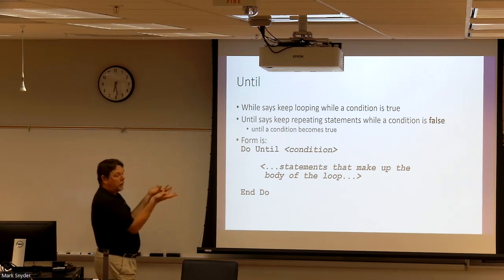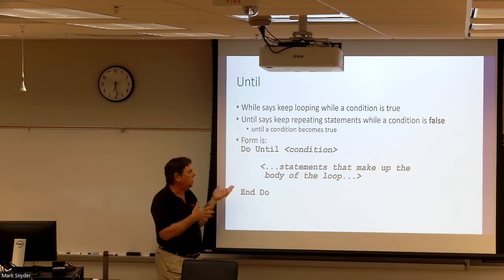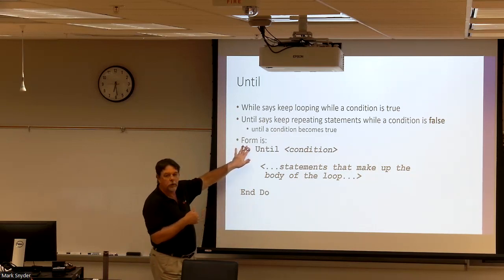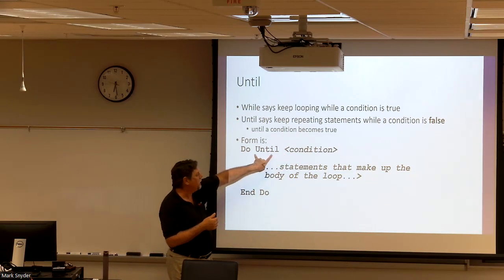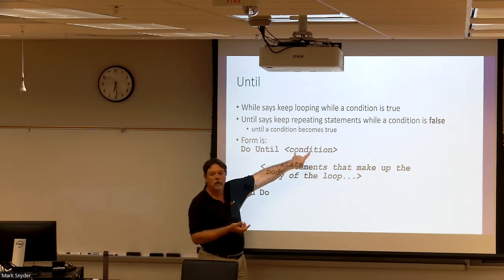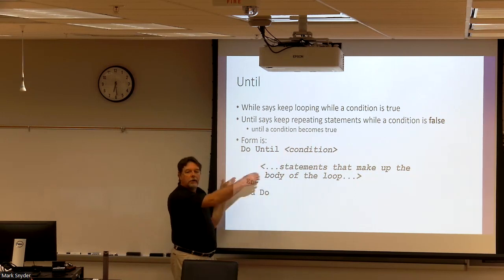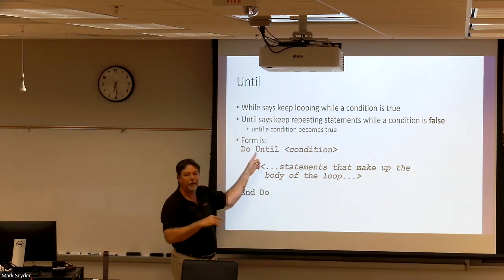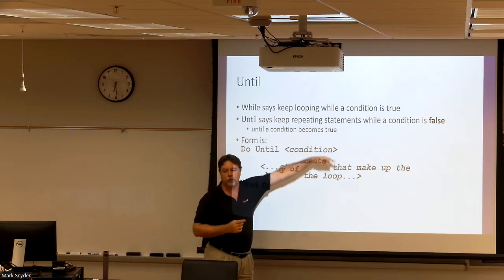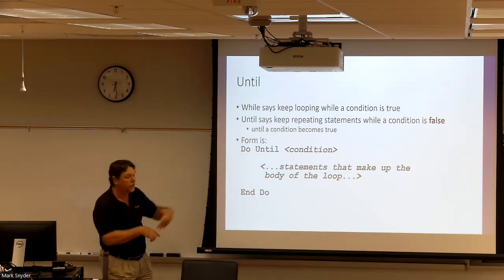Here's another variation of it, but it's the same as the first one. It's a pretest, but we changed the word while to until. And like we did with the if statements, all that does is flip this from true to false. Instead of while the condition is true, we're going to assume the condition's false, and we're going to keep looping until it becomes true. Other than that, it's the same.